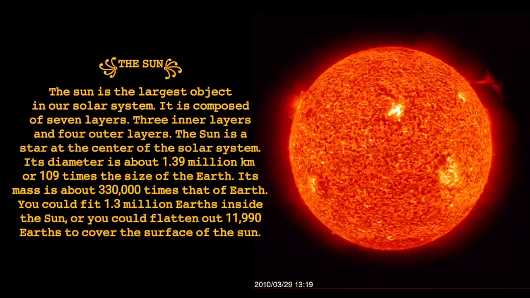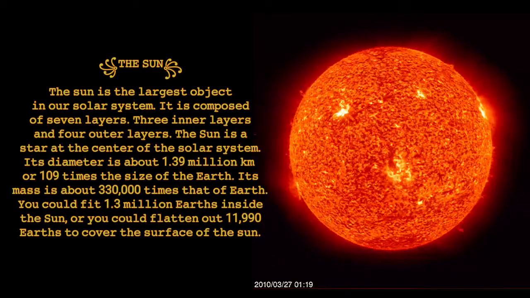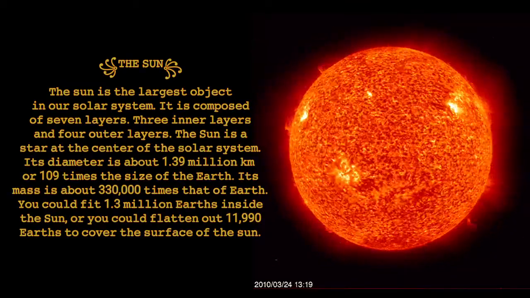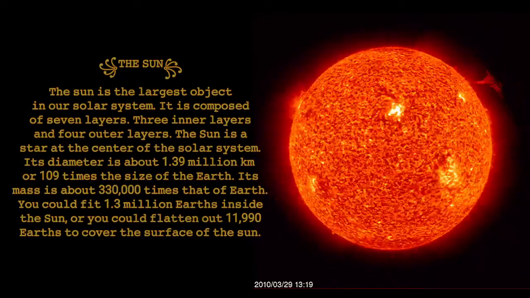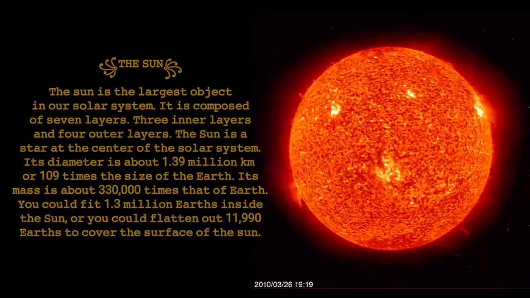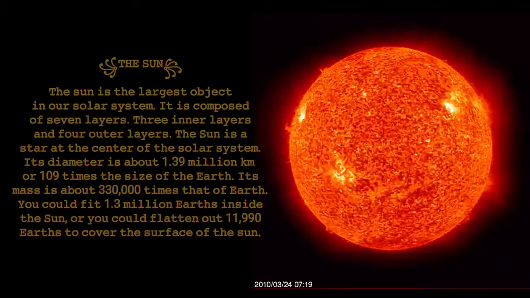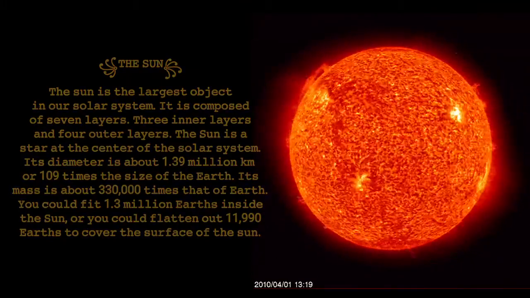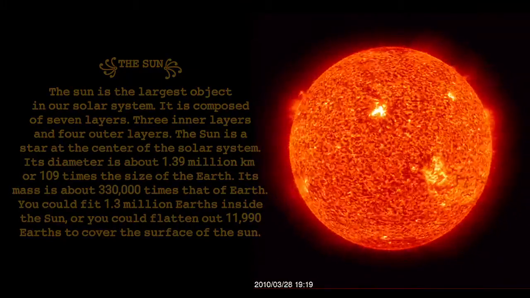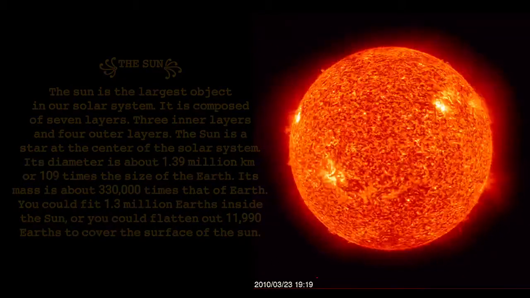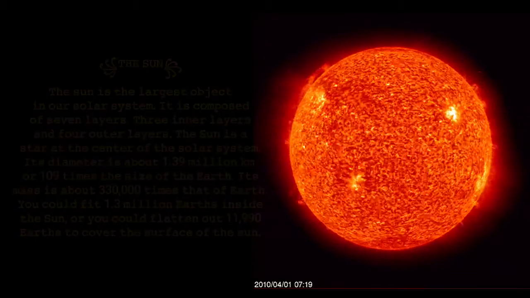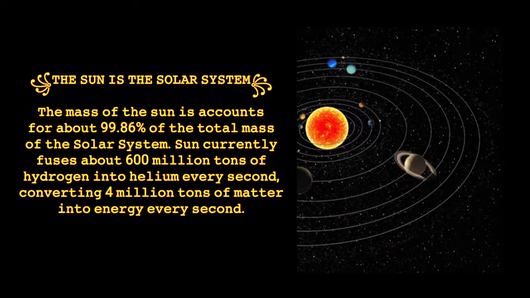You could fit 1.3 million Earths inside the sun. Or you could flatten out 11,990 Earths to cover the surface of the sun. That's big, but there are some much bigger stars out there. For example, the biggest star that we know of would almost reach Saturn if it were placed inside the solar system.